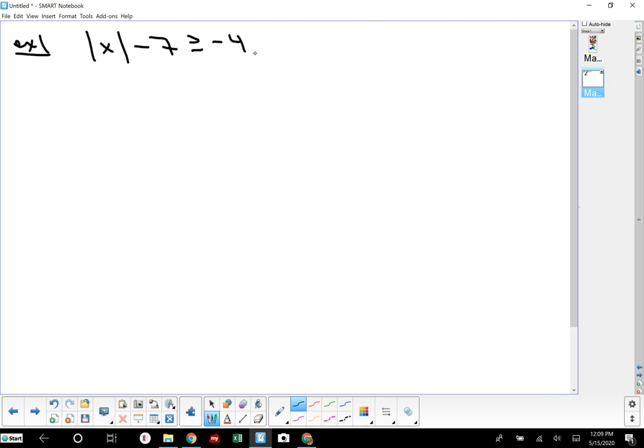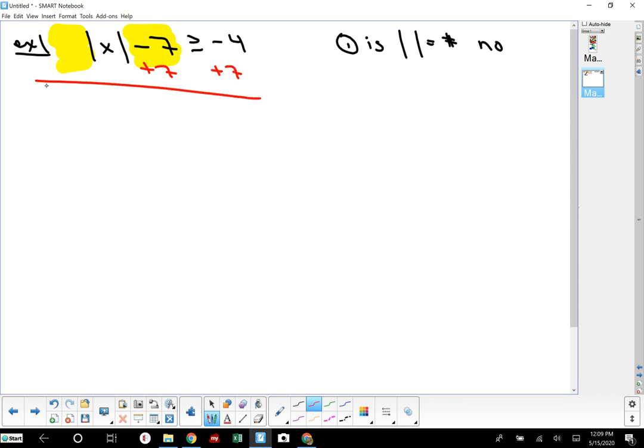Now, remember, yes, I know this is a negative over here, but remember your first question. Is the absolute value equal to just a number? In this case, no, it's not. So we need to fix that. And again, for those of you struggling, that means, is there anything before the absolute value? And is there anything after the absolute value before the equal or inequality symbol? In this case, yes. So we need to get rid of that. So let's add a 7, add a 7. So now we have absolute value of x is greater than or equal to 3. So now this is no longer a no, but a yes.